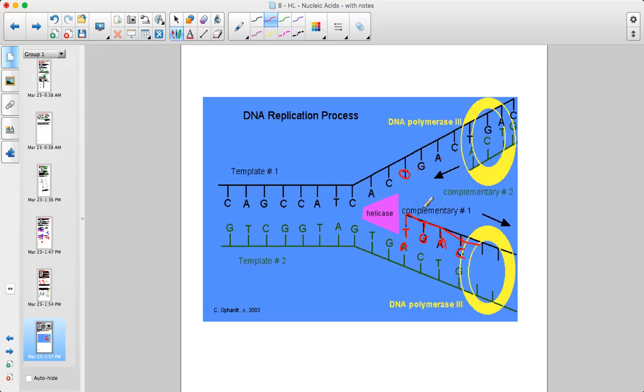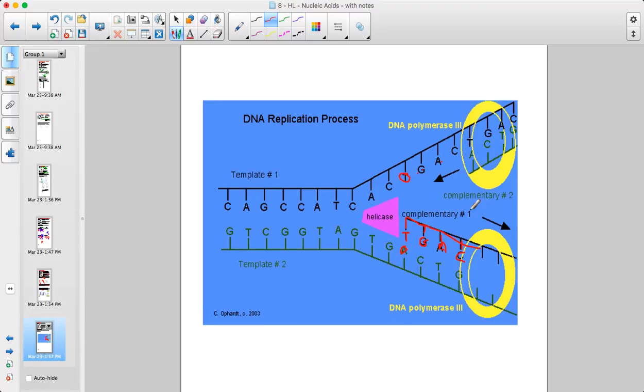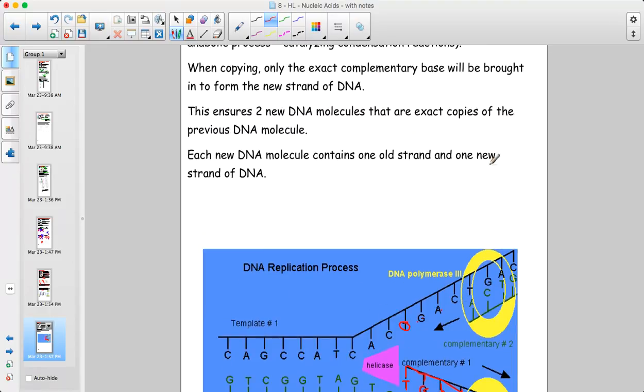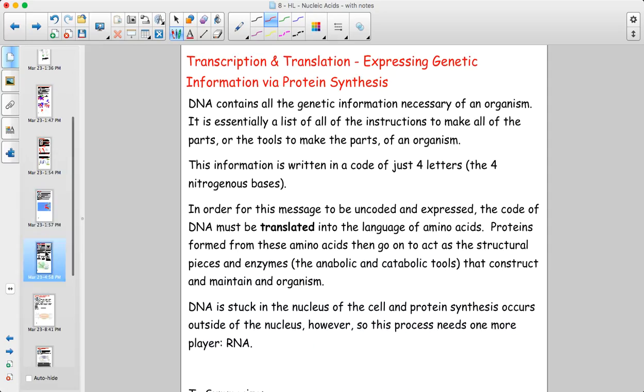So what you end up getting is that as these things are unwound and then copied by DNA polymerases, those are the enzymes that do the anabolic process of copying the DNA, you get two new exact copies of the original because they only bind to those one other base for the nitrogenous bases.